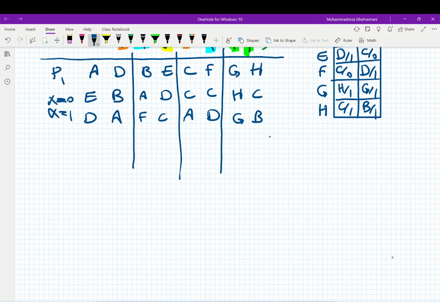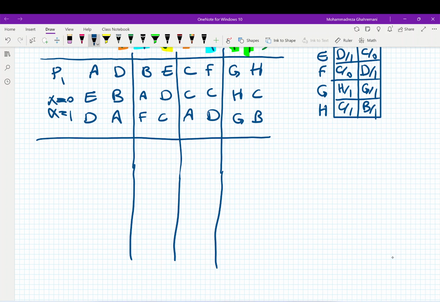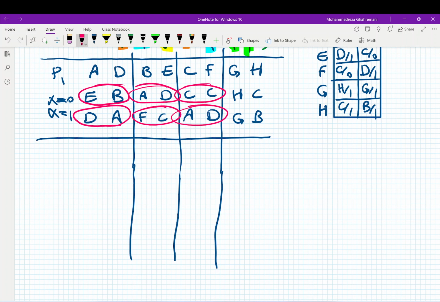Okay. Now it's time to examine and see if the next states of each block belong to a single block. So we start with E and B. E and B belong to a single block. D and A belong to a single block. A and D belong to a single block. F and C the same thing. C, C of course. A and D the same thing. H and C, they don't belong to the same block. H is in this block, C is in this block. So they are not in the same block.